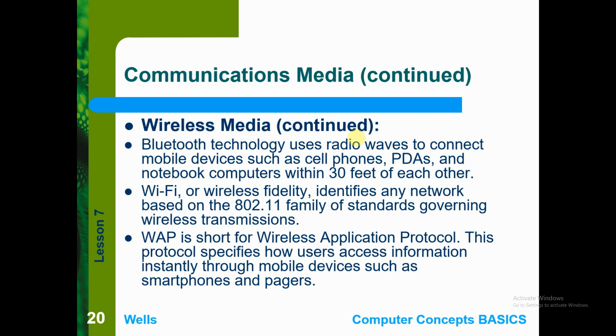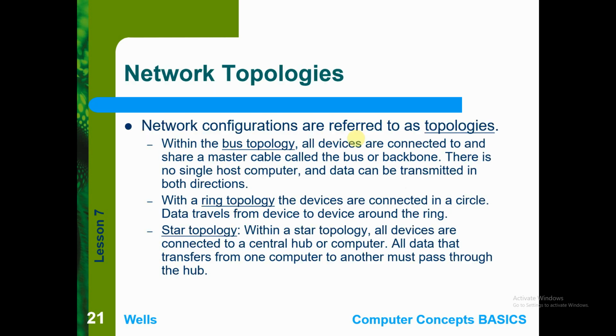For Wi-Fi, or wireless fidelity, it identifies any network based on the 802.11 family of standards for wireless transmission. The Wireless Application Protocol, as the term protocol implies, defines how users access information instantly through mobile devices such as smartphones and pagers. So these are the sets of rules we base on to transmit data and information through these communication channels.